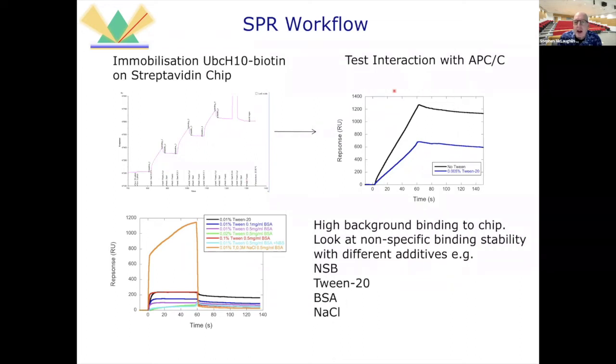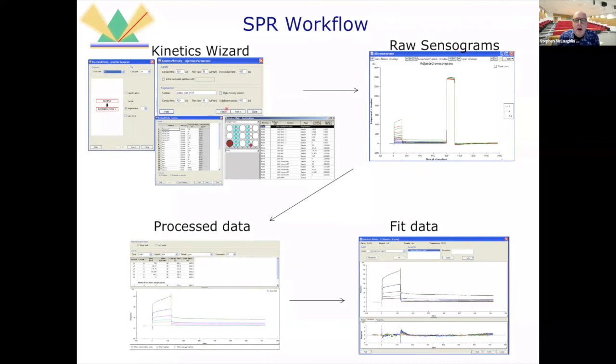Then I did a test binding, and what I found, unfortunately, was that the analyte, this APC/C, had quite a big non-specific interaction with the surface. So I needed to look at conditions to take that non-specific binding away. I trialed different detergents, BSA, or different salt to find conditions where I could reduce that non-specific binding down to an acceptable level, which I did. And then I was ready to go.